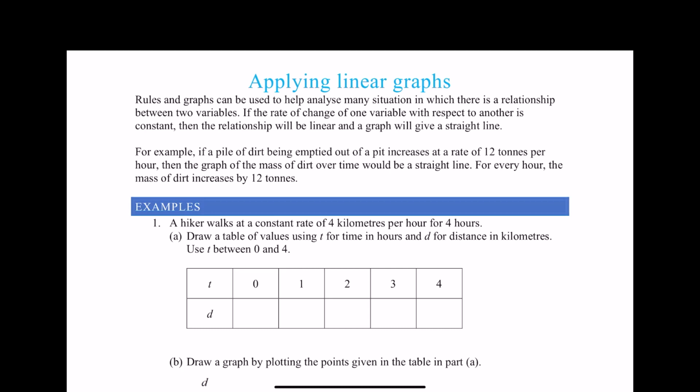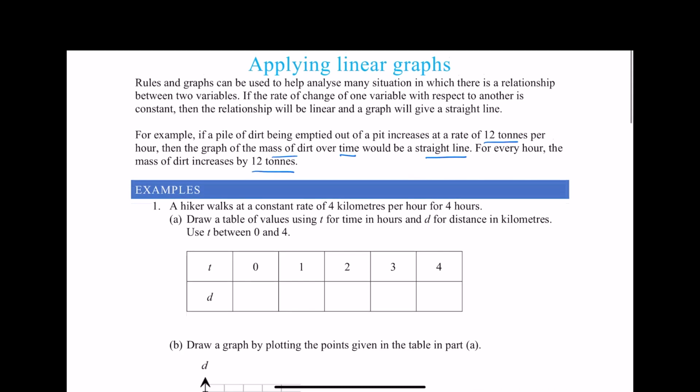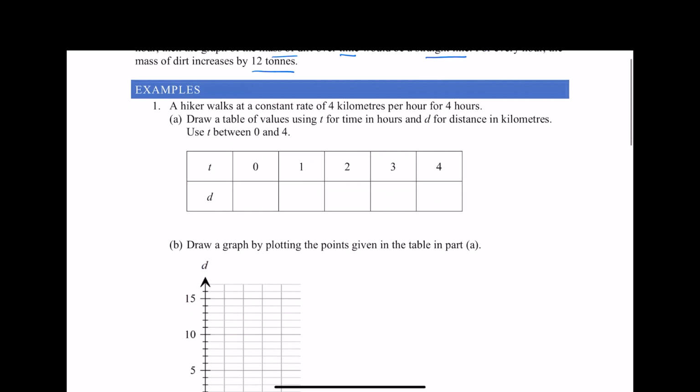For example, if I had a pile of dirt being emptied out of a pit and that pile of dirt increases at a constant rate, in this case 12 tonnes per hour, then the graph of the mass of dirt over time would be a straight line, because for every hour the mass of dirt increases by 12 tonnes. So when something changes with respect to something else, we have a straight line graph. Let's see what this looks like in terms of some examples.